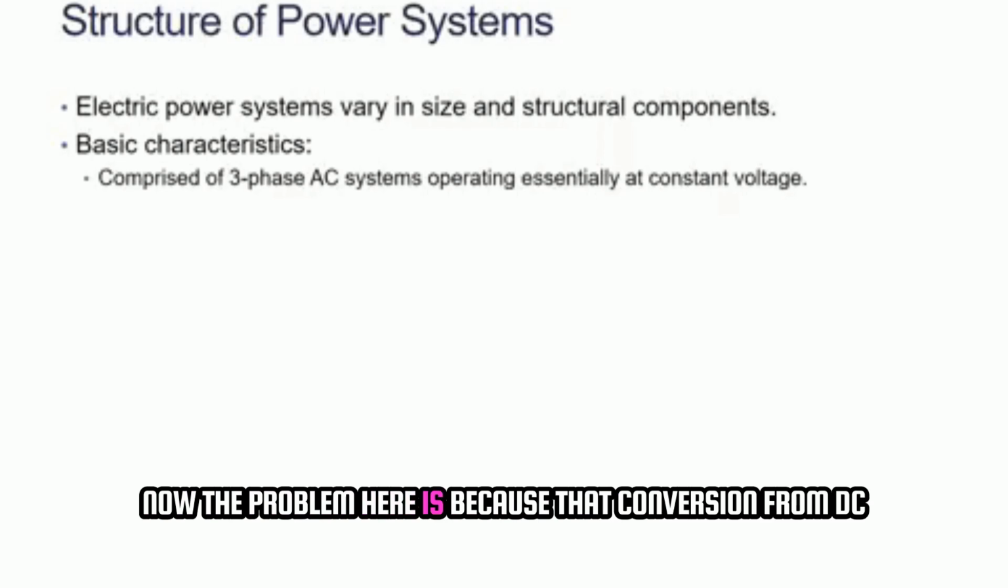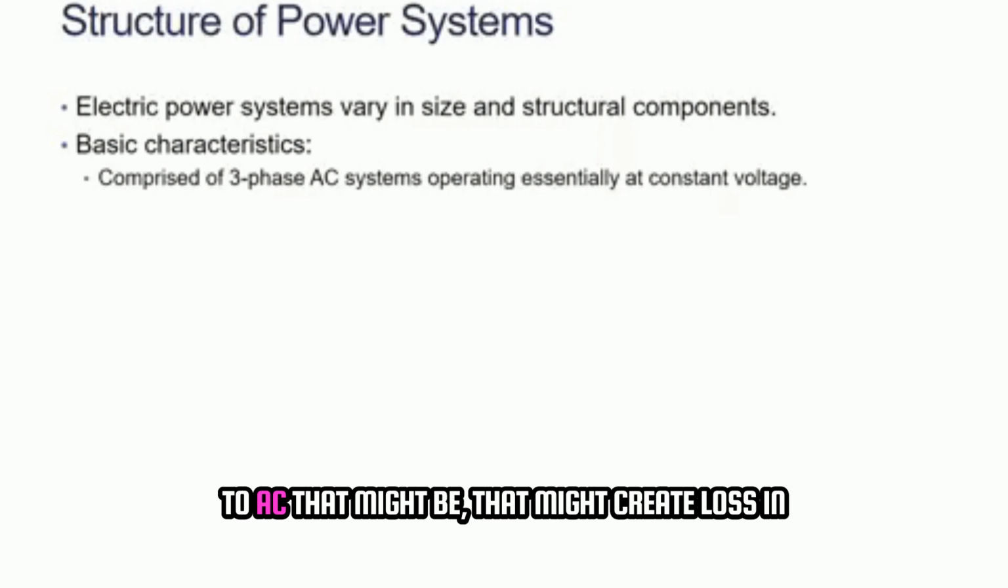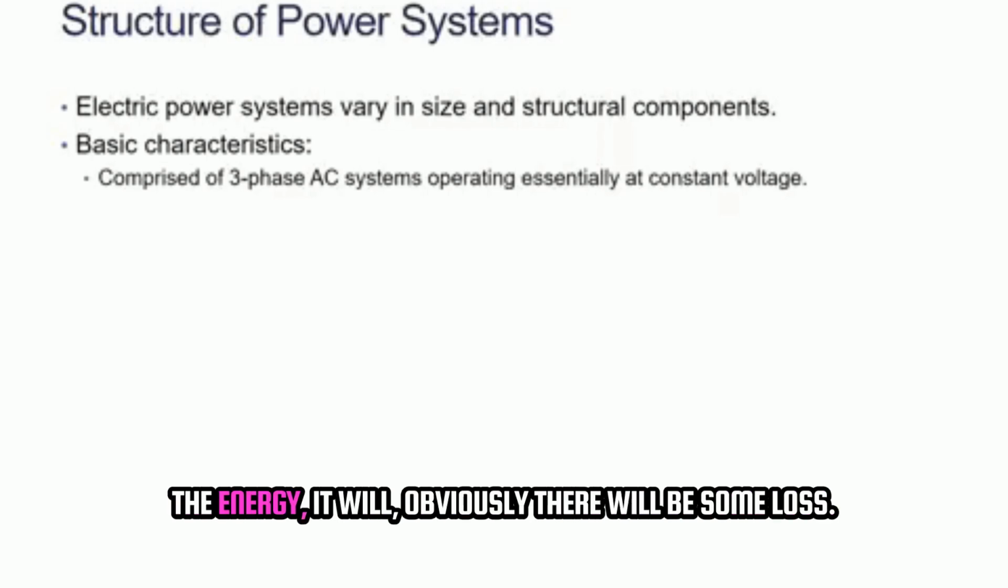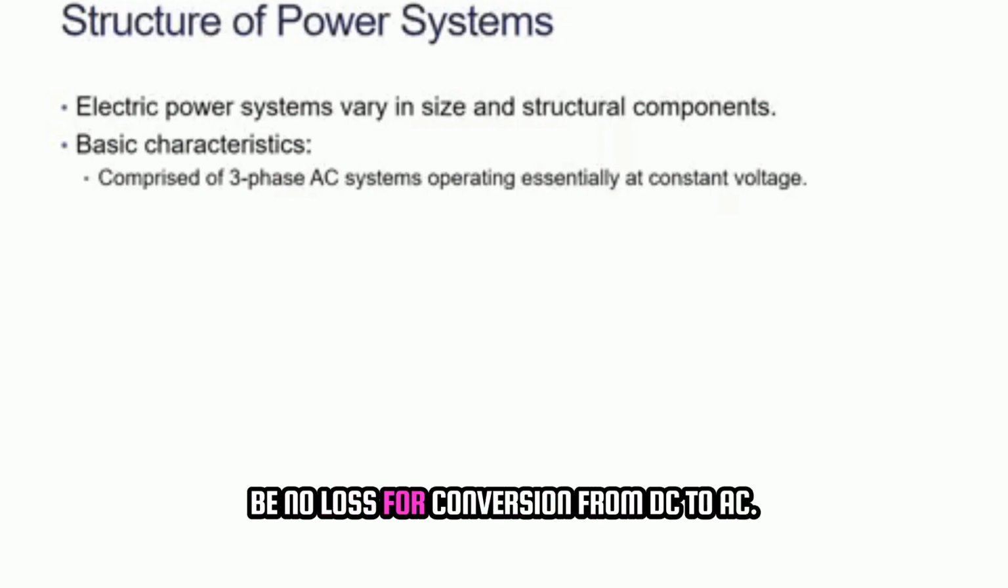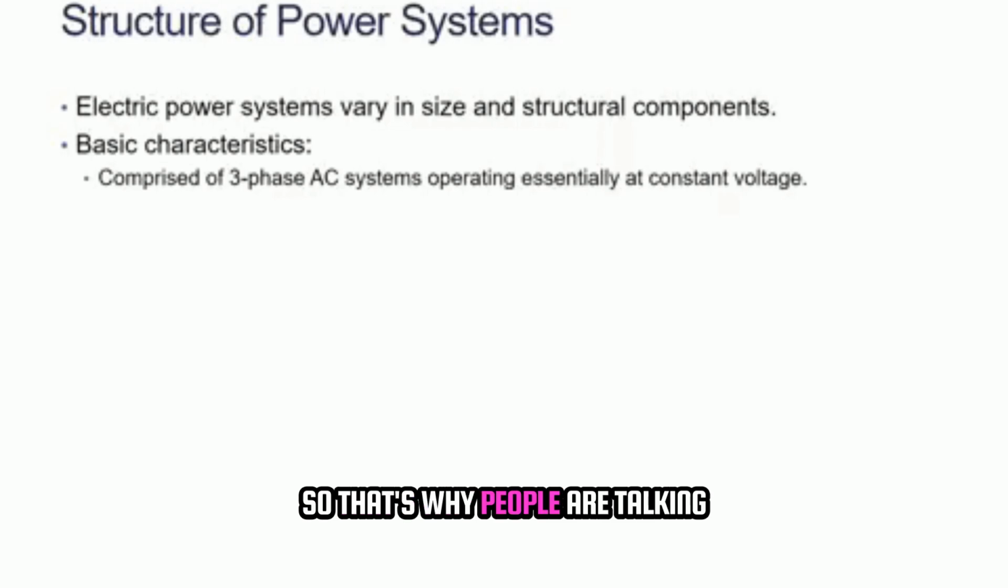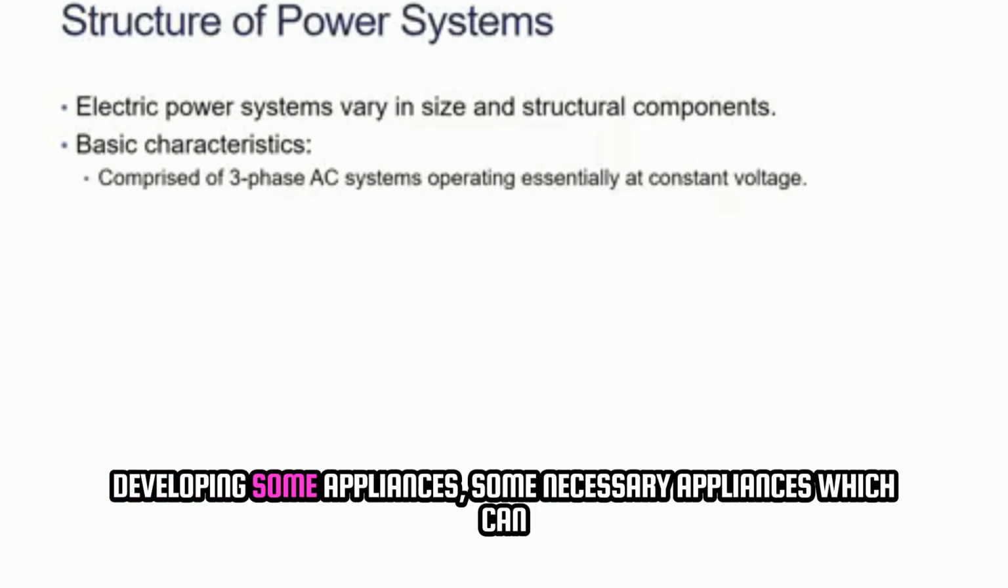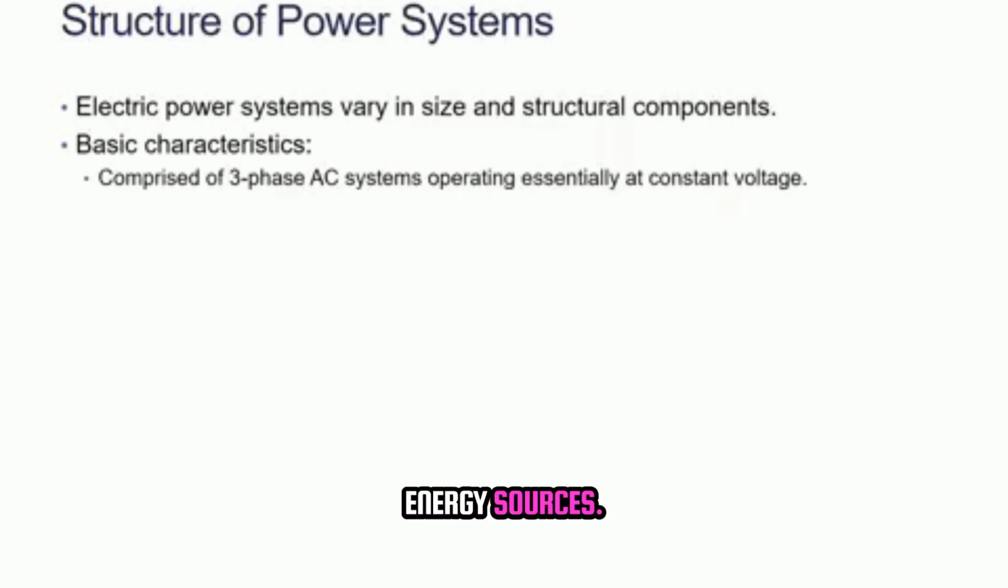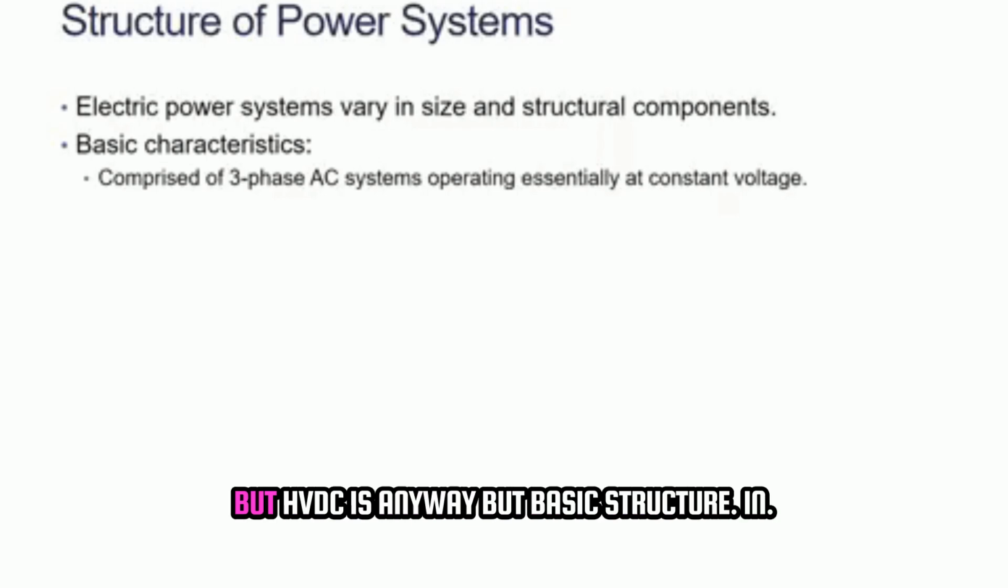Now the problem here is that the conversion from DC to AC might create loss in the energy. There will obviously be some loss, as the conversion cannot be 100% efficient. That's why people are talking about DC networks these days, and on the smaller scale, people are even developing some necessary appliances which can be directly connected to these DC energy sources. That is happening at the very low voltage level, but HVDC is anyway there.